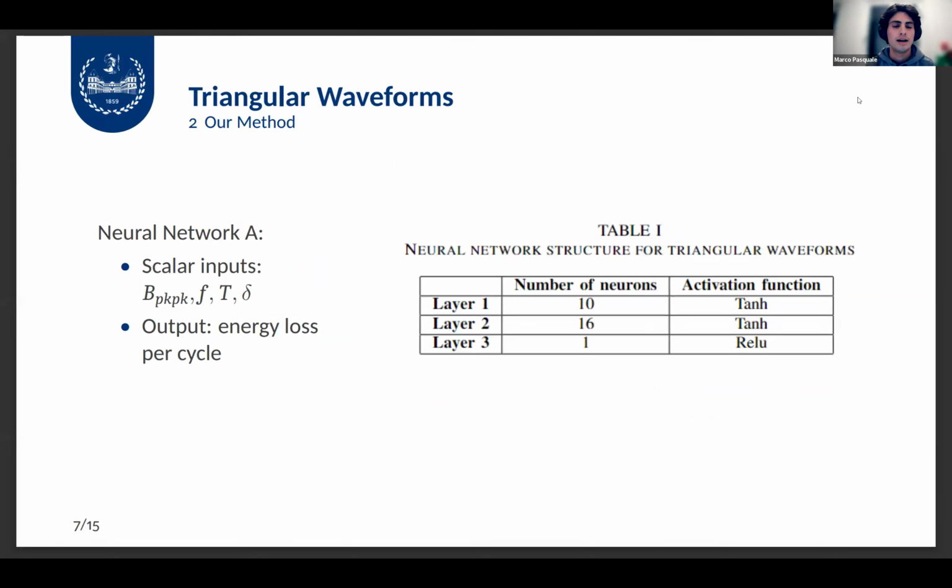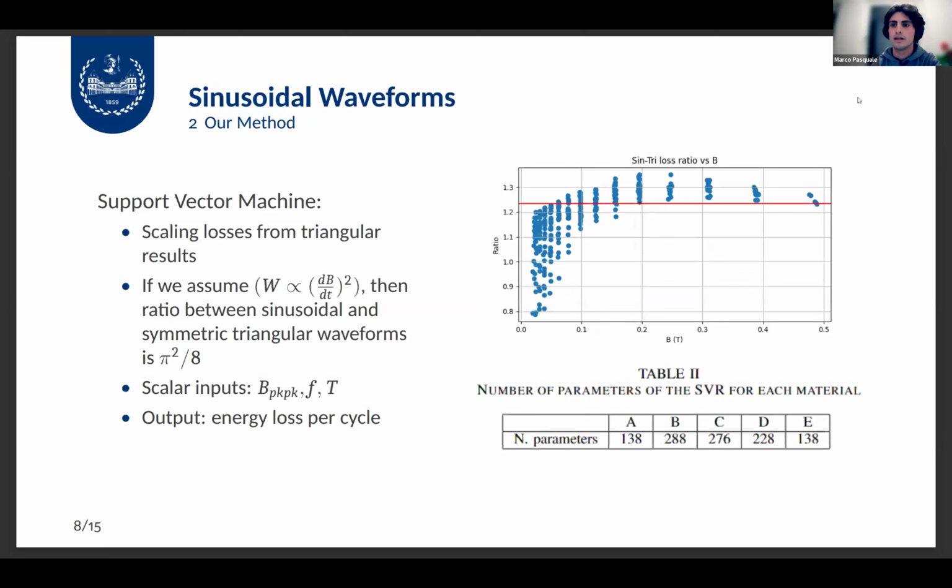All right. So triangular waveforms are pretty straightforward. We just use a neural network, which has scalar inputs, and as output the energy loss per cycle, which is then multiplied by the frequency to get the power. So pretty linear.